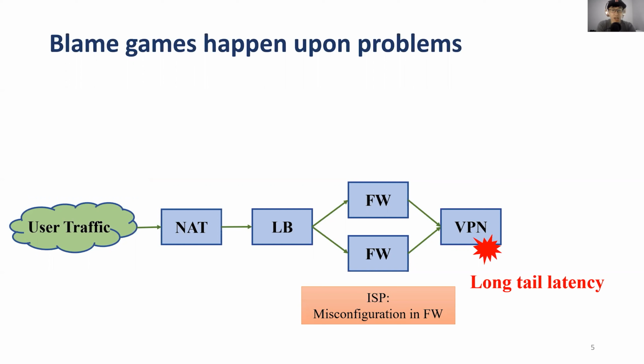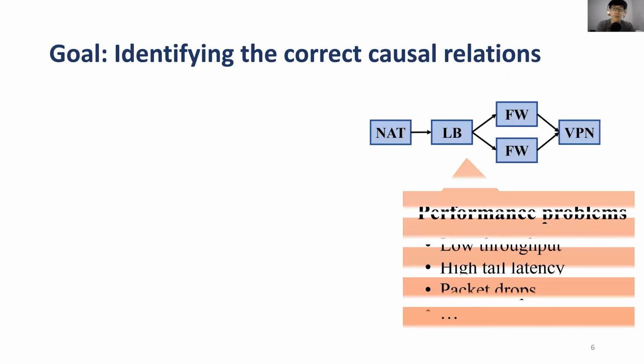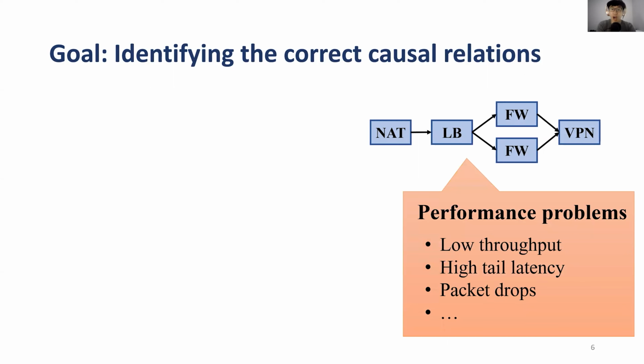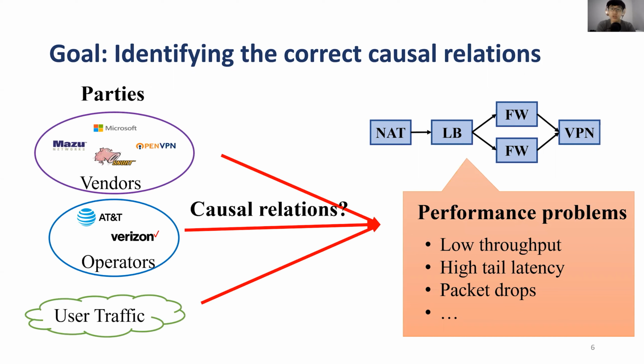In reality, things could be much more complex. When problems happen, there are always such blame games among different parties, including different network function vendors, different operators, and the user traffic. Therefore, when problems happen in NFV, our goal is to identify the correct causal relations between the correct culprit and the performance problem.